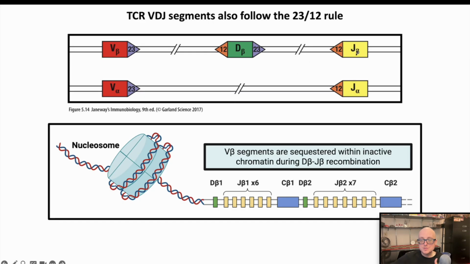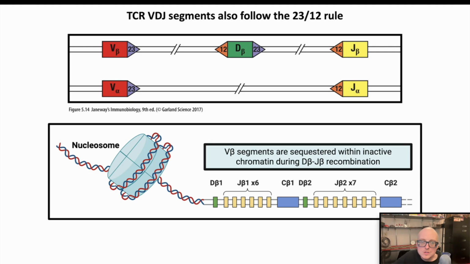D always recombines with J first, but this also prevents V to J recombination from occurring directly because J is already taken up by D before it would ever have any access to V segments. So this is one way that chromatin regulation is important for VDJ recombination, specifically for TCRs.